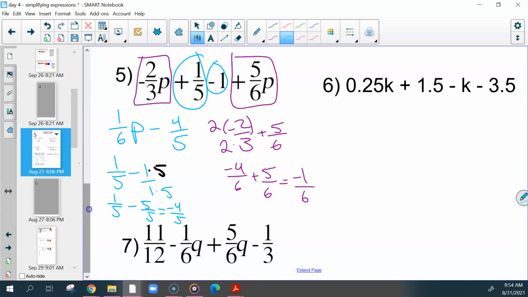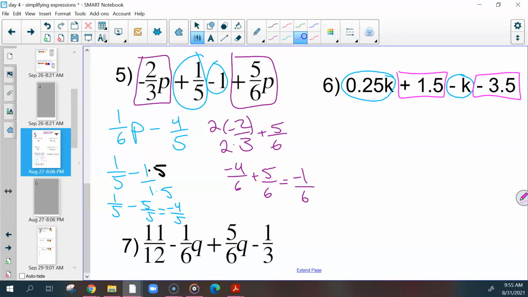Would we like to do 6 together? Yes. Okay. What are your like terms in number 6? Kayla, your 0.5 and your negative k, and your positive 1.5, and your negative 2.